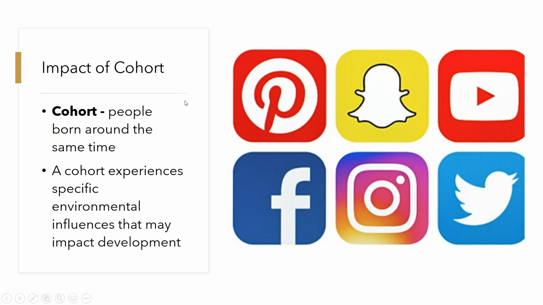timing of a natural disaster, a pandemic, something like that, affects this cohort in a specific way, compared to a cohort of people born in, let's say, 1950, right? That's a different cohort. These are individuals who are now 70 years old. And so each cohort experiences specific environmental influences at specific times that may impact development, right?